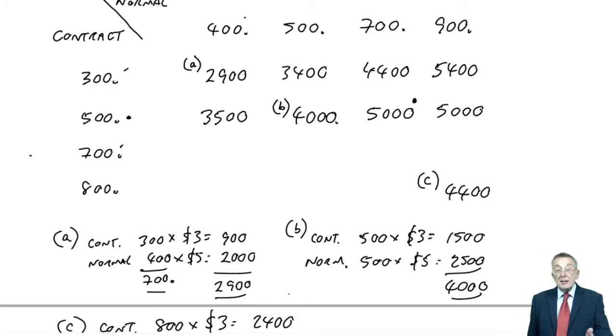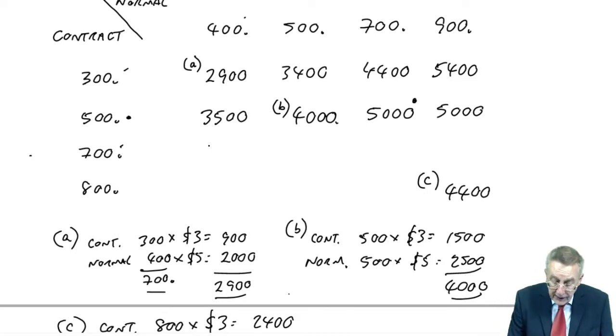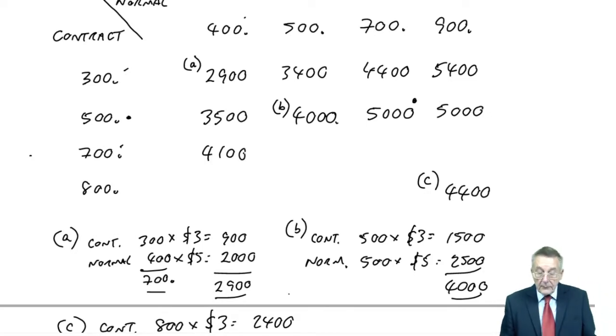700 on the contract, $3, that's 2,100. If there's 400 to normal customers, that's 2,000, so 4,100 in total.